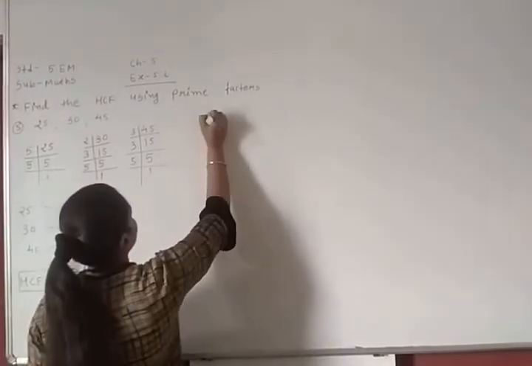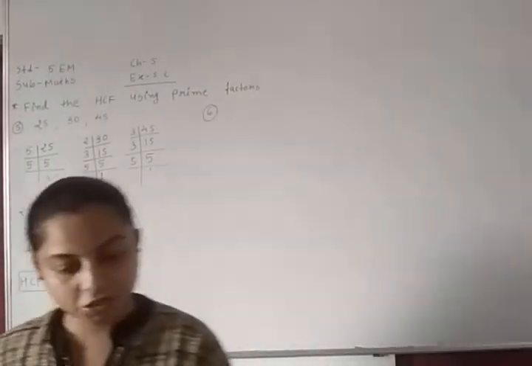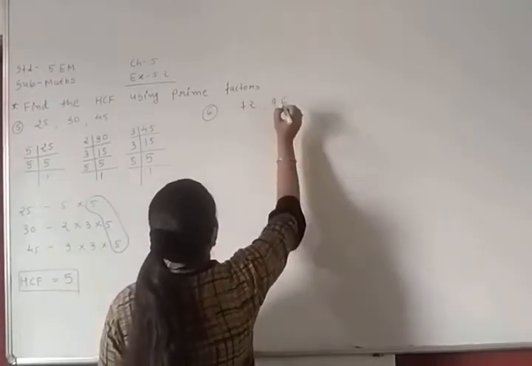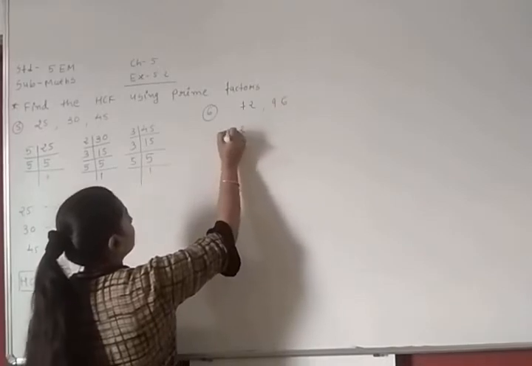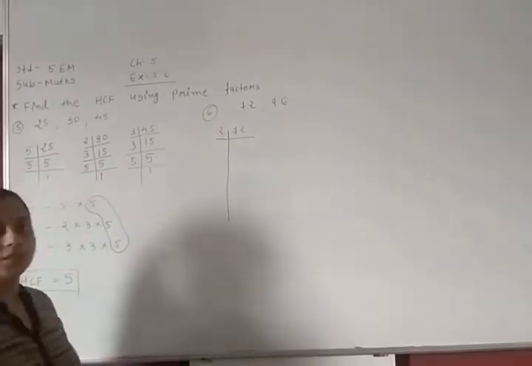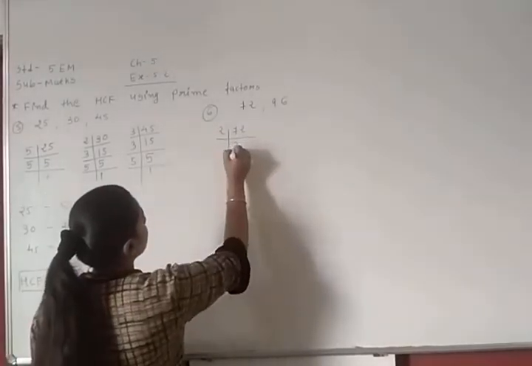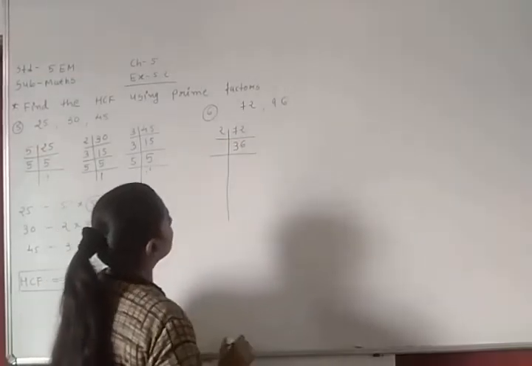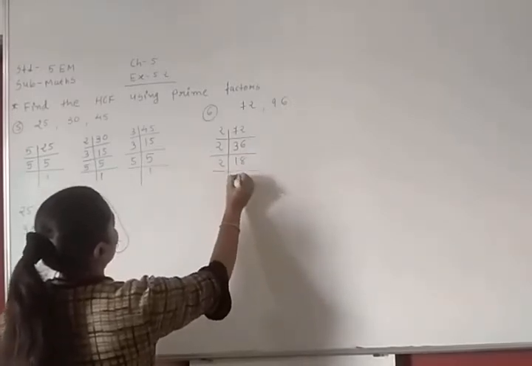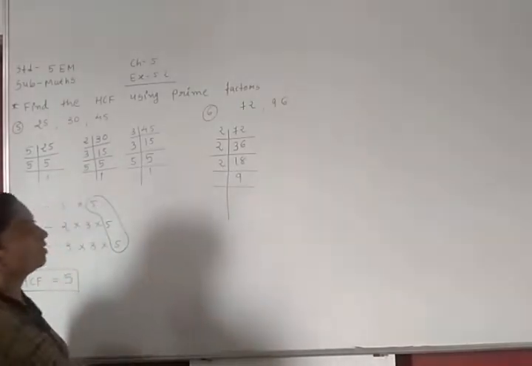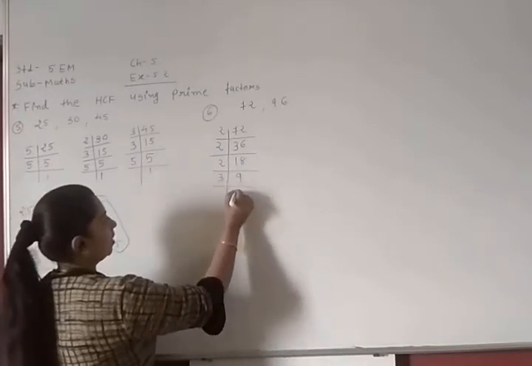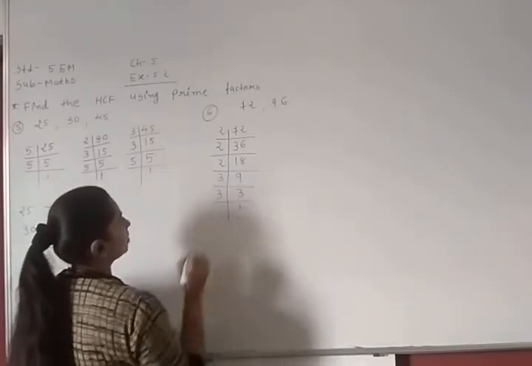Next, question 6. What is the question? 72 and 96. The same process we have to repeat. Find the factors of 72. We will divide it by 2. 2 36s are 72. Now 2 18s are 36. 2 9s are 18. Now 9 is an odd number, so it is divisible by 3. 3 3s are 9, 3 1s are 3.